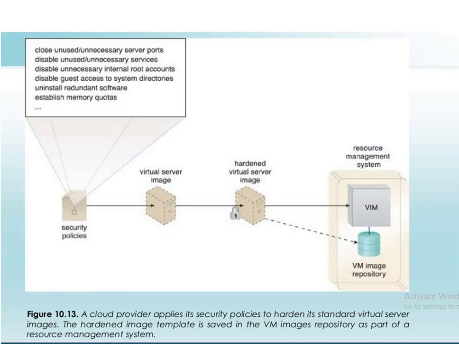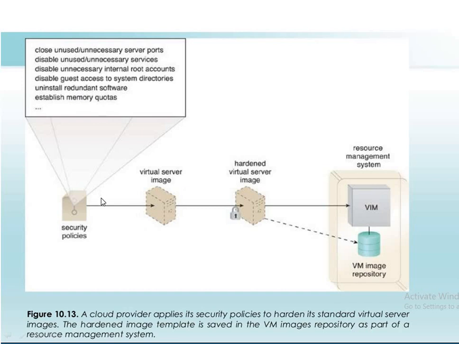So this figure shows the hardening process. Here are the security policies, and then you have the virtual server image. A hardened virtual server image is obtained from a virtual server image. Ultimately, what you have is the resource management system, the VIM and the VM image repository. The security policies close unused or unnecessary server ports, disable unused or unnecessary services, disable unnecessary internal root accounts, disable guest access to system directories, uninstall redundant software, and establish memory controls.